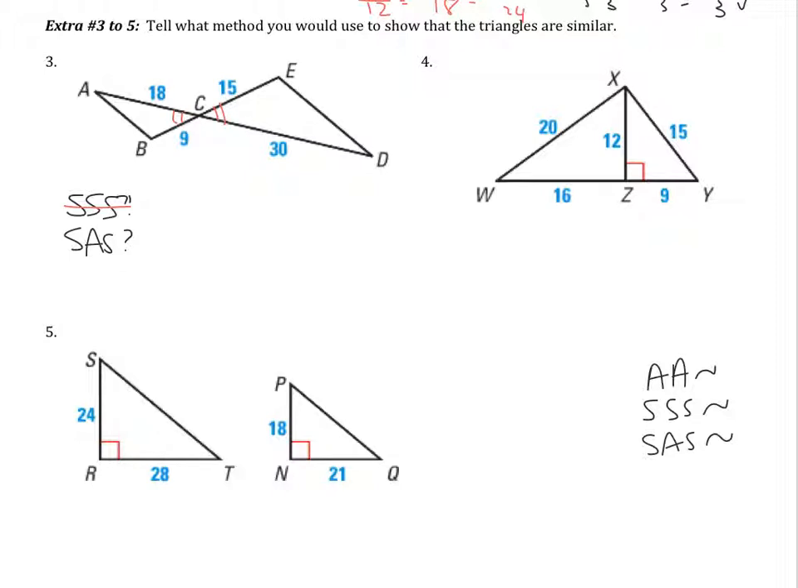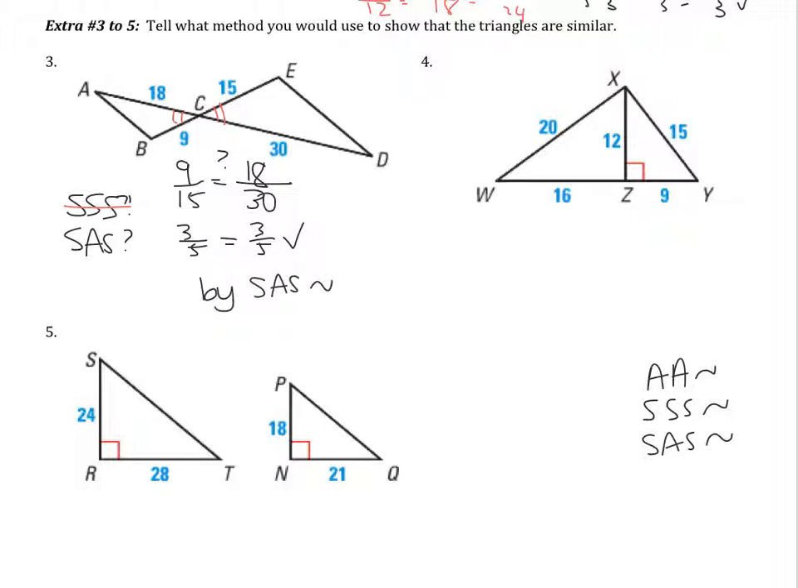Now, the sides need to be proportional, so I need to check that. On my left triangle, I have sides of 9 and 18. The triangle on the right has sides of 15 and 30. 15 is the smaller side, so that goes with the 9, and 30 is the larger side, so that goes with the 18. Okay, I need to know, are these ratios equal? Well, 9 and 15 are both divisible by 3, which gives me 3 over 5. 18 and 30 are both divisible by 6, which gives me 3 over 5 also. So, I can say that my triangles are similar by SAS similarity.